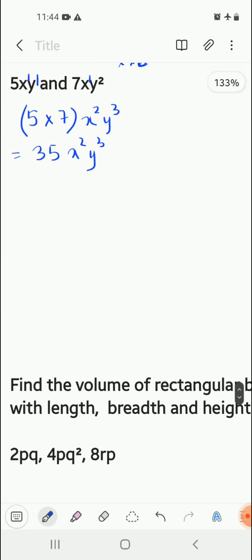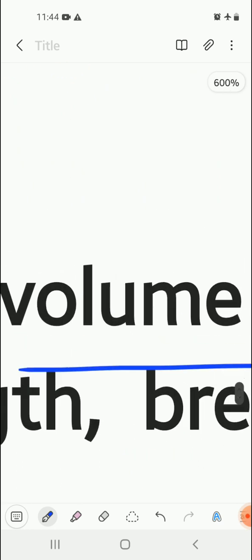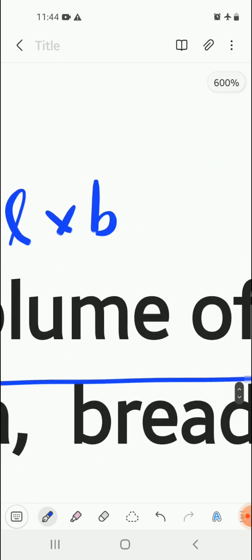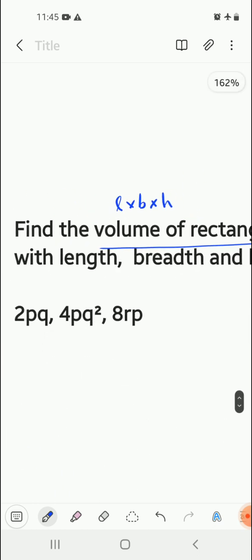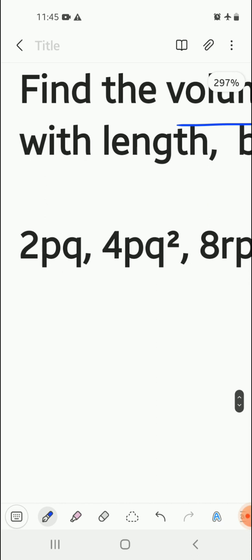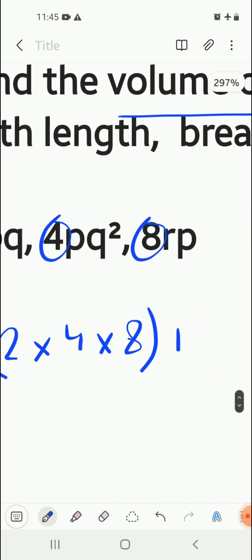Moving on to the next one, find the volume of a rectangle. What is the formula? Volume is length into breadth into height. This is from mensuration. Now see, we are given length, breadth and height respectively. Simply first multiply all the constants, that is 2, 4 and 8. Multiply. And then the powers are to be added.